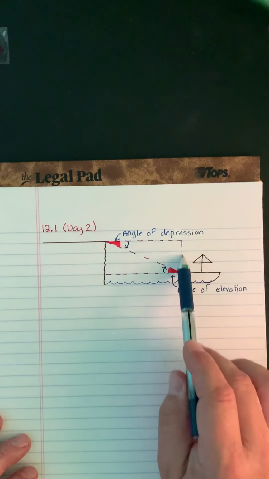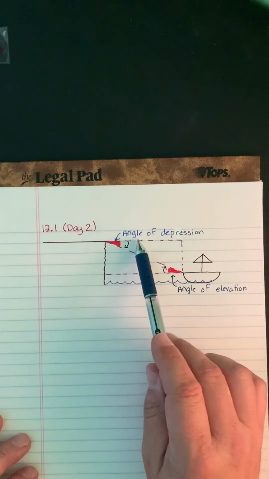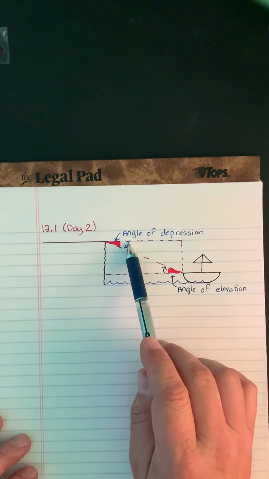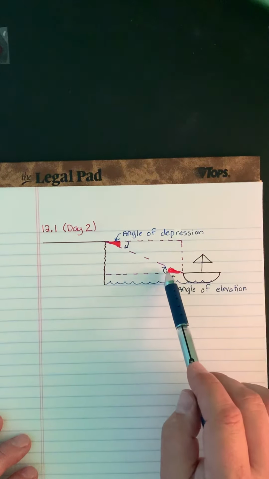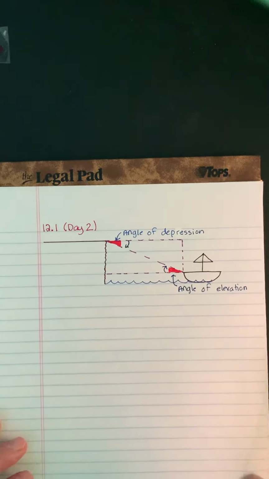That's what you gotta realize. And sometimes you can draw these triangles to make it a little bit easier, because these would be parallel lines. The angle of depression here is the same as the angle of elevation, okay? That'd be like alternate interior angles.